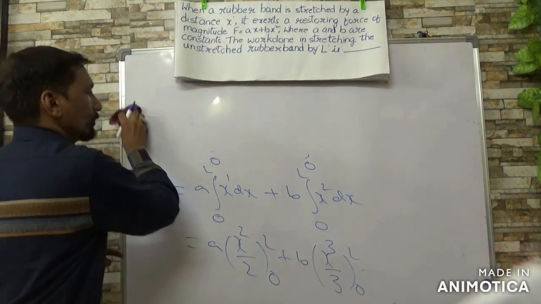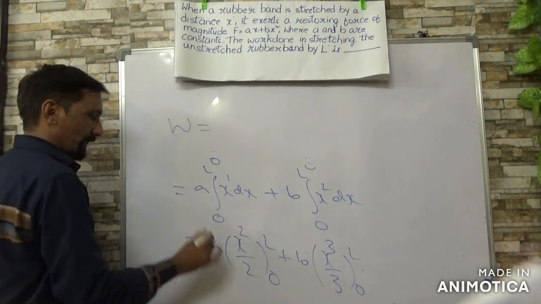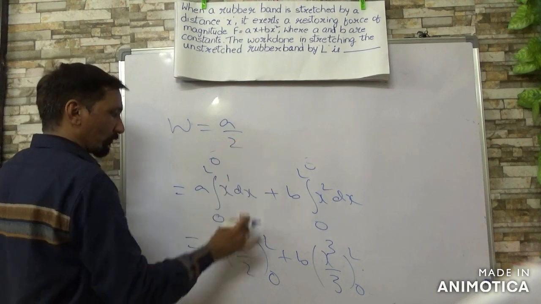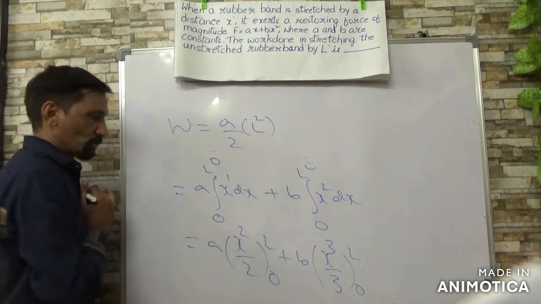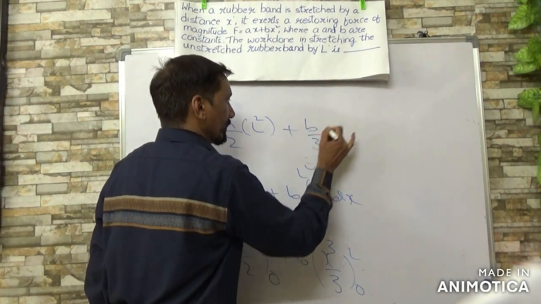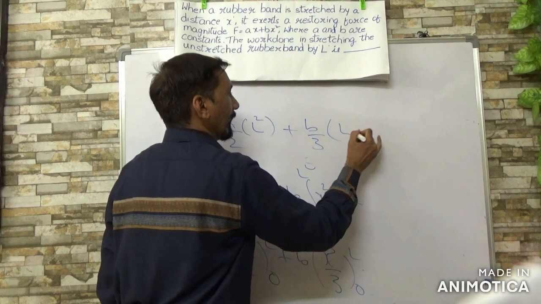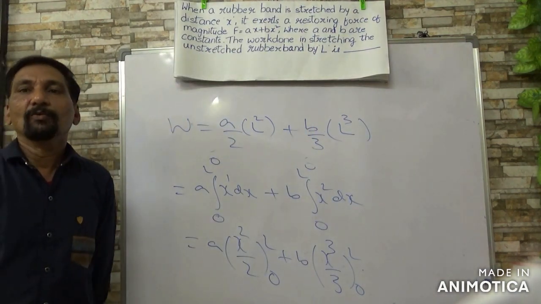Therefore total work done is equal to a by 2 of upper limit minus lower limit, so only L square, plus b by 3 of L cube. Okay, so this is the work done.